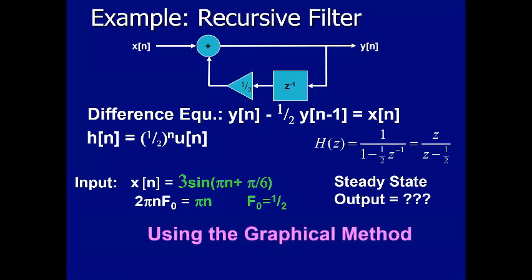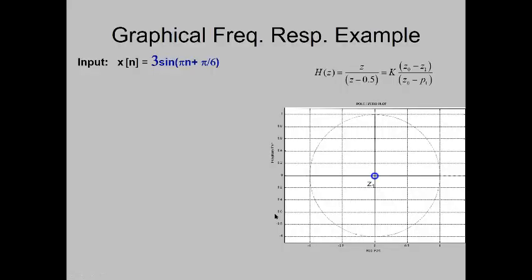So if we were to use the graphical method for our particular problem, then I need to get the pole zero diagram for my h of z here and evaluate it at f equals 1/2. So our system has a zero at z equals 0 and a pole at z equals plus 1/2. And I want to know what's going on at, we said, f equals 1/2. That's over here on the unit circle at e to the j 2 pi times 1/2. So it's e to the j pi. We're over here.